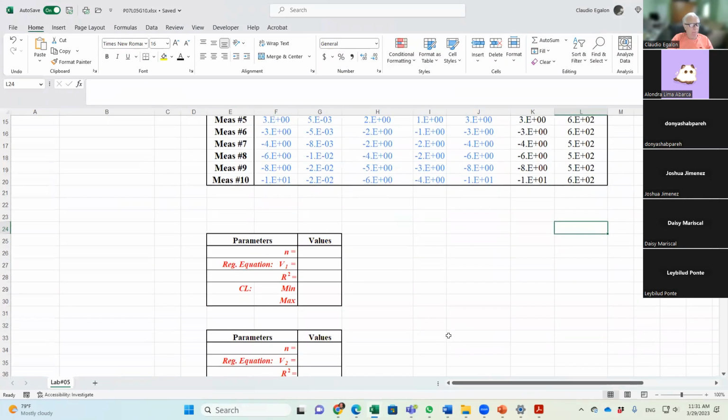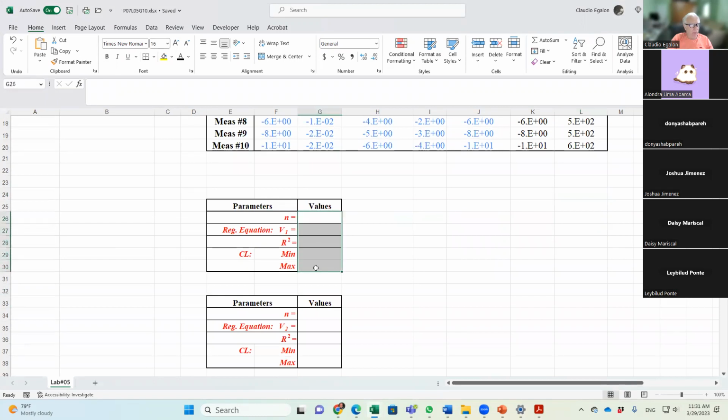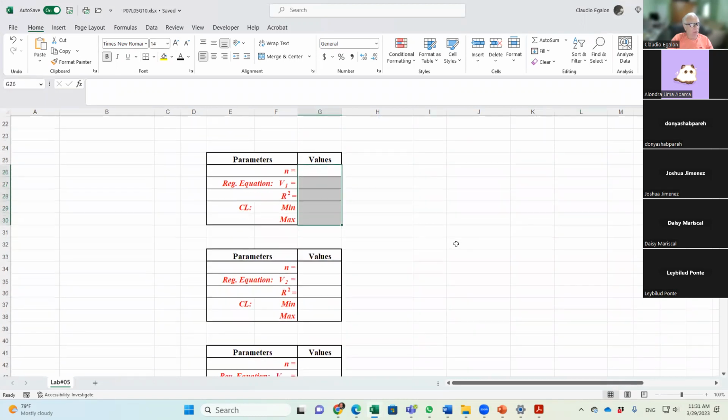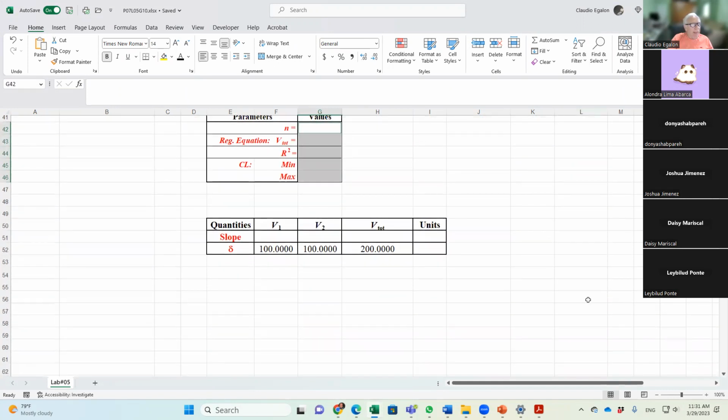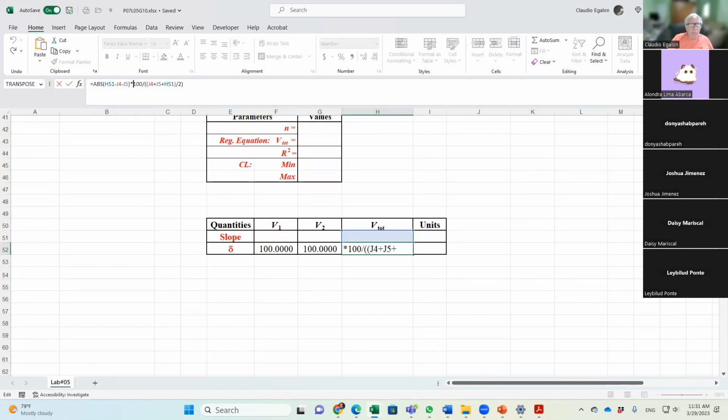Once you plot those graphs, you get to fill up these cells. And then don't forget to document the slope here: V total, V1 and V2.